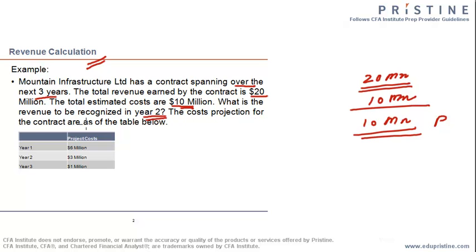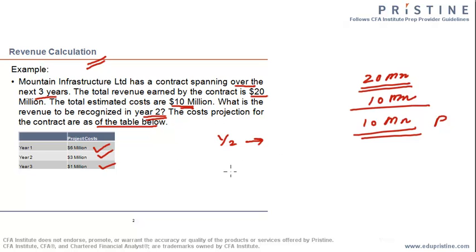The costs of the contract are as given in the table. In the first year you spend about 6 million, in the second year 3 million, and then 1 million. You use the percentage completion method, so what would be the year 2 revenue recognition? The question talks about the percentage completion method.